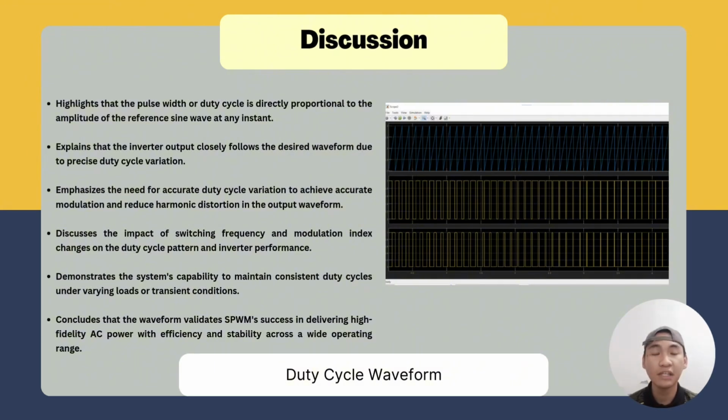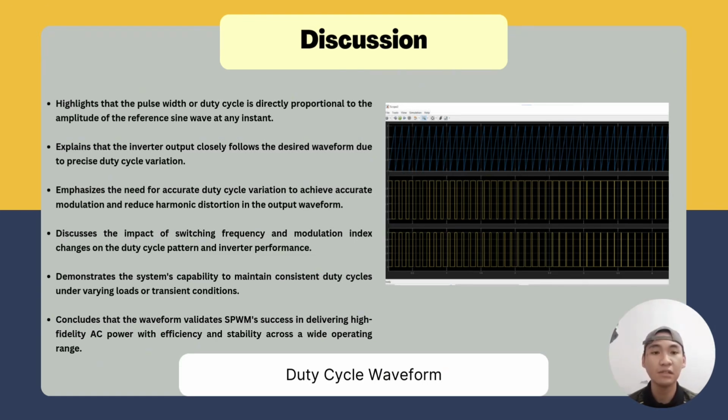As the figure shown in the slide, the graph of the duty cycle waveform in the SPWM system gives a fair description of how the modulation in SPWM varies the pulse width of the switching signals over time to simulate the sinusoidal reference signal. Hence, the output of the inverter will follow the desired waveform quite closely.